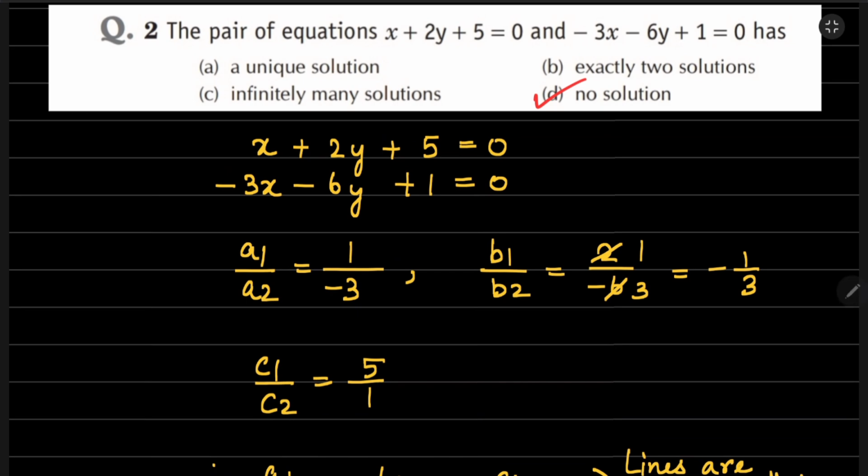Okay, so always remember, whenever you are dealing with these kinds of questions, you should always remember the 3 conditions. What are the 3 conditions? The first one is for unique solution: A1 by A2 is not equal to B1 by B2. For infinitely many solutions, the lines will be coinciding. All the 3 ratios are equal. And the third condition is that the first 2 ratios, A1 by A2 and B1 by B2, will be equal, but that will not be equal to C1 by C2. That's your third condition, which is no solution. So if you know these 3 conditions, you can solve a lot of problems based on this.